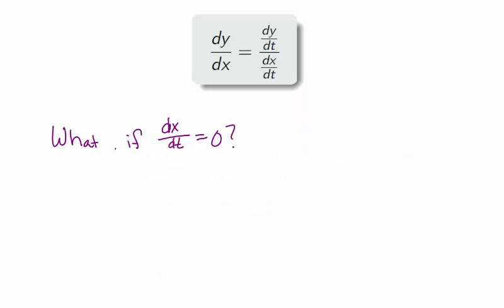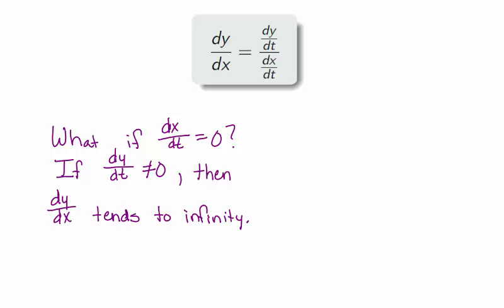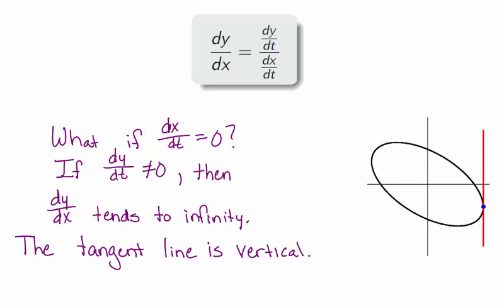But what happens when dx/dt equals 0? If dy/dt does not equal 0, then according to the equation dy/dx equal to dy/dt divided by dx/dt, dy/dx tends to infinity. So the tangent line is vertical, as there is no rate of change happening in the x direction. If dx/dt equals 0 and dy/dt does not equal 0, then the curve has a vertical tangent.